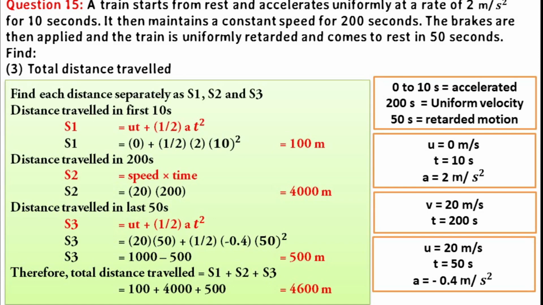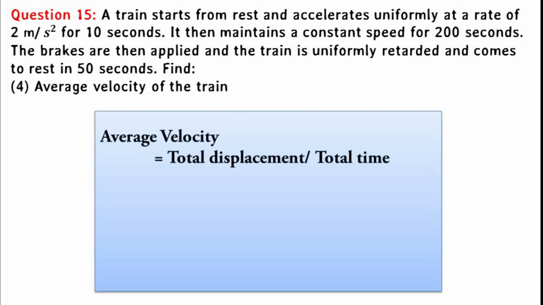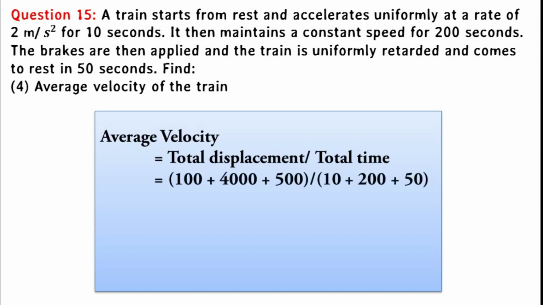Now the final part, part 4, average velocity of the train. We know average velocity is equal to total displacement divided by total time. So 100 plus 4000 plus 500 divided by 10 plus 200 plus 50, which is equal to 4600 divided by 260, that is equal to 17.69 meter per second.